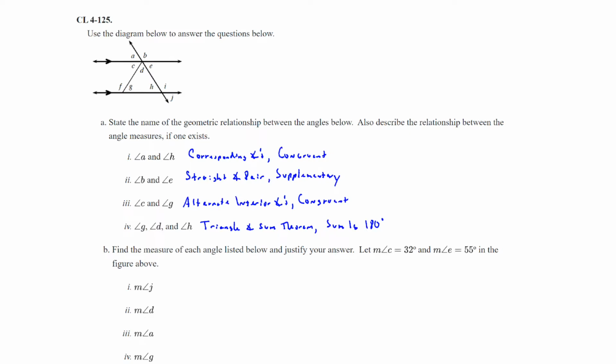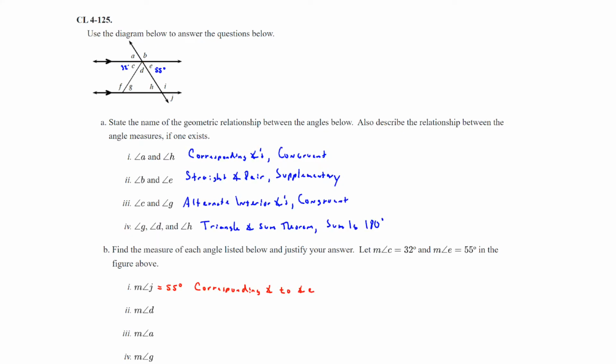All right, part B, find the measure of each angle listed below and justify your answer. Let the measure of angle C equal 32 degrees. So I'm going to go ahead and put that in up here. So that's 32 degrees. And the measure of angle E is 55 degrees. So we know that's 55 degrees. All right, now that we know that, we're looking for angle J. Angle J and angle E, based on the parallel lines, are corresponding. So we know angle J is 55 degrees.